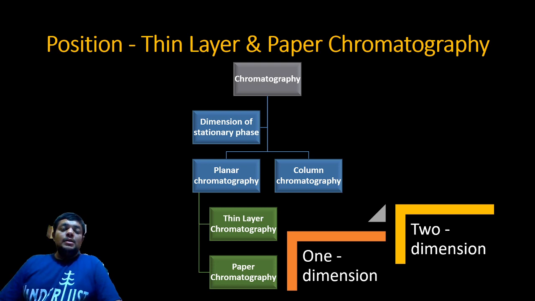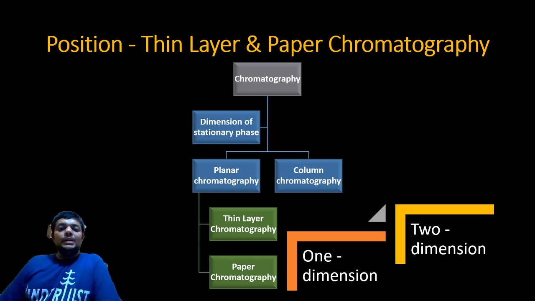Moving ahead, what is the position of thin layer and paper chromatography? Position is not a new word here. It is just a part of the classification, to be discussed in a new way. Whenever I classify chromatography on the basis of the dimension of the stationary phase, dimension here has a direct relation with the shape. We get two shapes, planar and column. And going into planar, we have thin layer chromatography and paper chromatography.